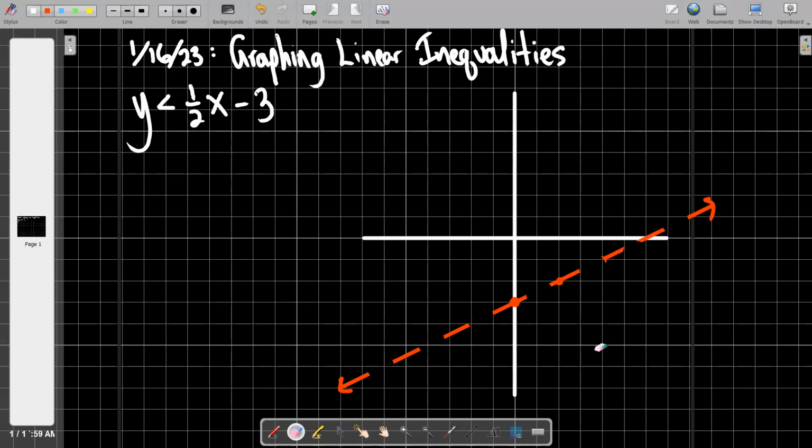You ever seen that? So what this does is this shows the reader of our graph that the points on the line are not solutions. So when I go to graph this line, what I'm essentially doing is I'm setting up a boundary. And now, believe it or not, the graph is going to look like this.